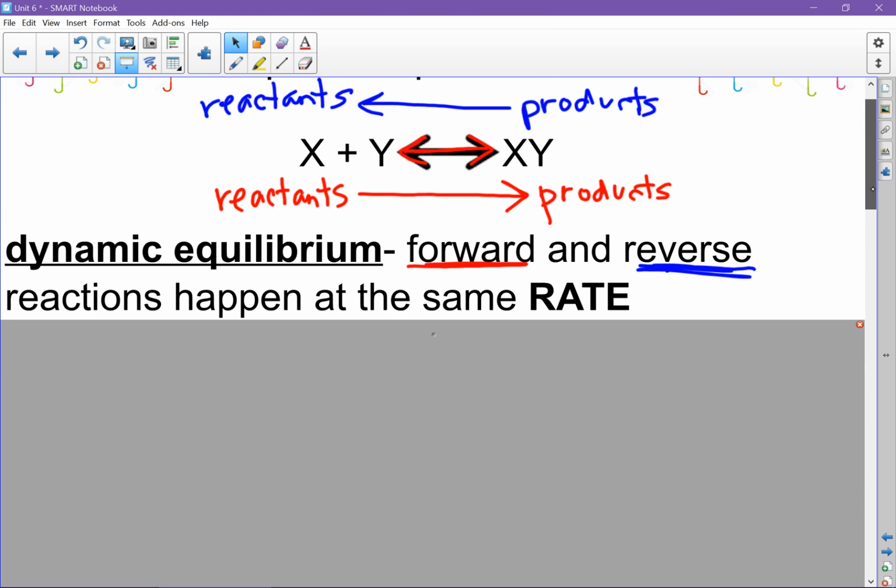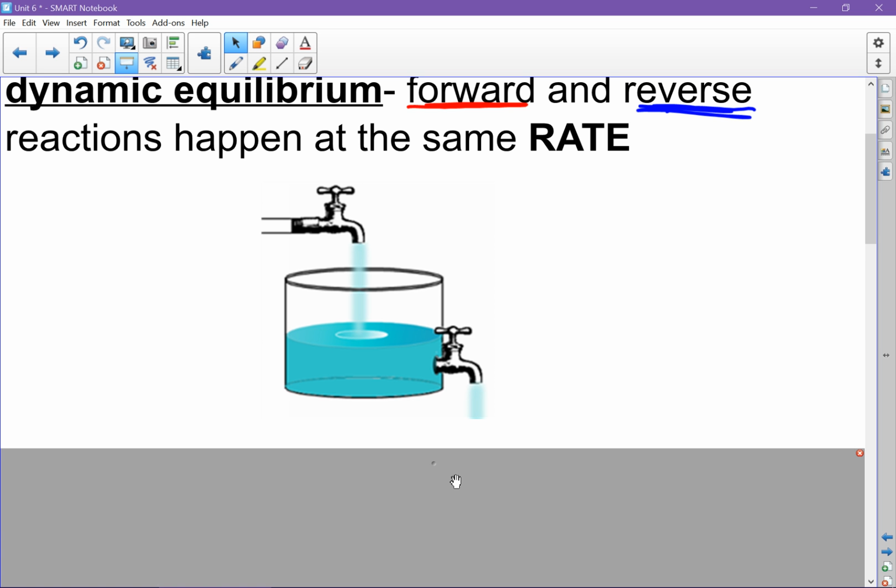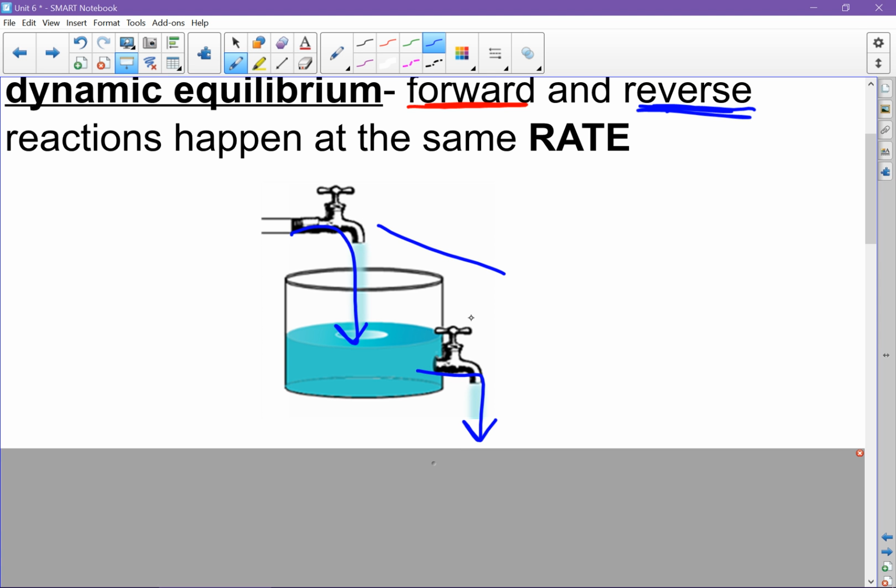Another way to think about that is if you look at this diagram. So here we have a tank of water and I'm pouring lots and lots of water into it, but I'm also letting water flow out of it. This is at dynamic equilibrium. These faucets are at the same rate. So they're putting the same amount of water in as what's going out.